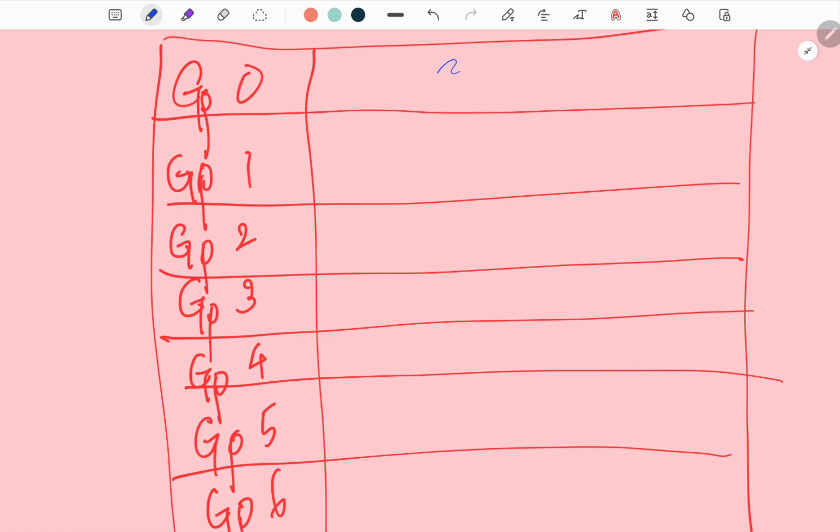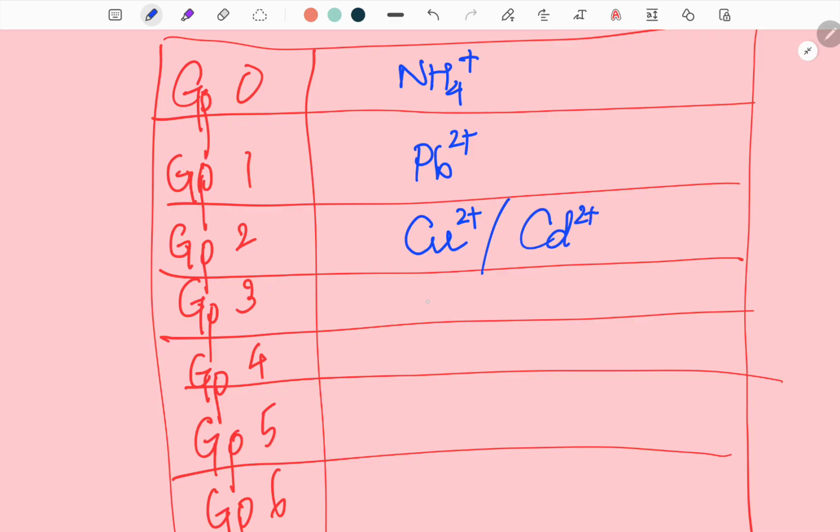First, we have group 0, in which we have ammonium ion. We have group 1, in which we have lead cation. Group 2, we have copper, and also we have cadmium. In group 3, we have aluminium. In group 4, we have zinc, and also we have manganese.